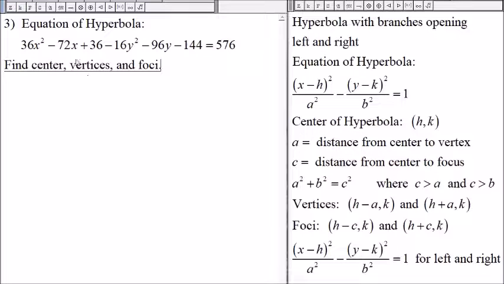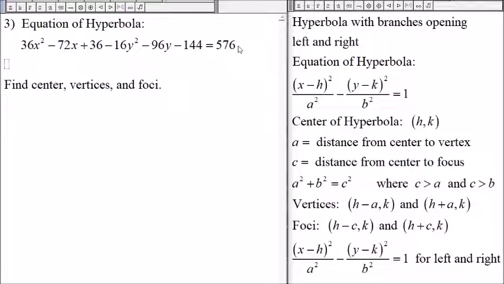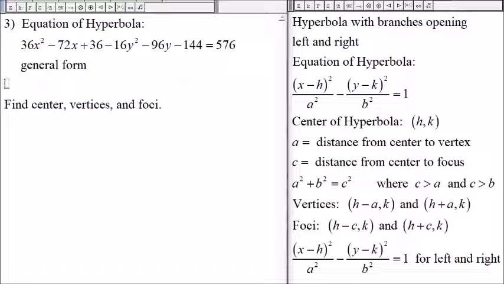This time we have a hyperbola in general form. So when it's written like this, this is general form. And we want to find the center, the vertices, and the foci. Now, this is standard form.